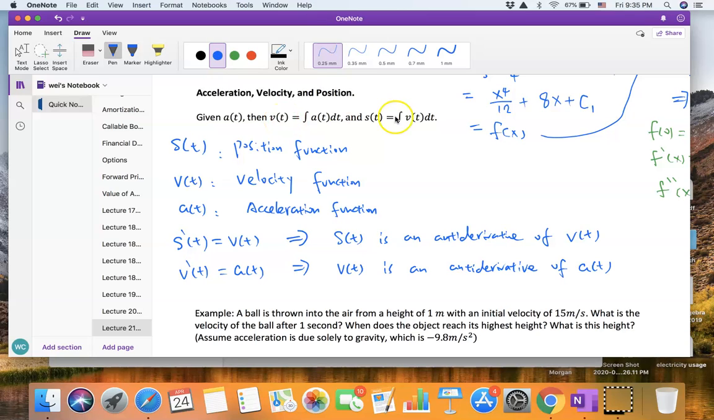And similarly, if we want to find the position function, then we take the integral of the velocity function, which means we need to find what is the antiderivative of the velocity function. So that will give us the position function.